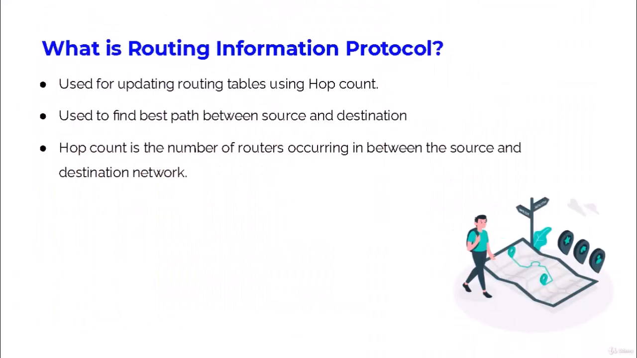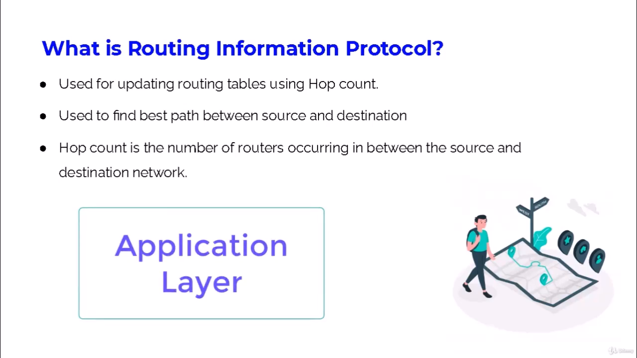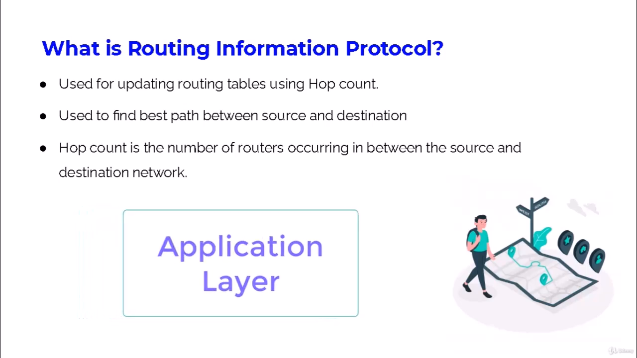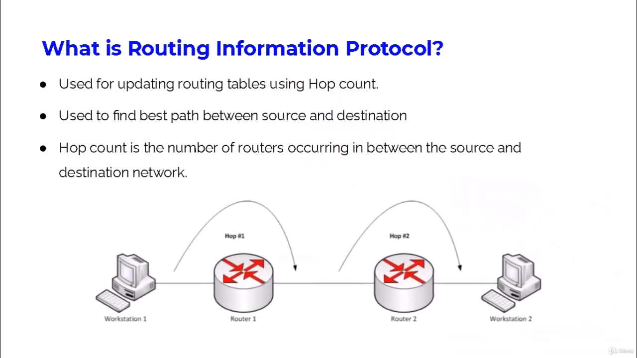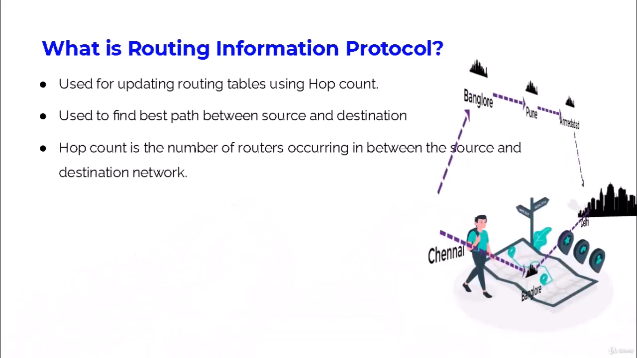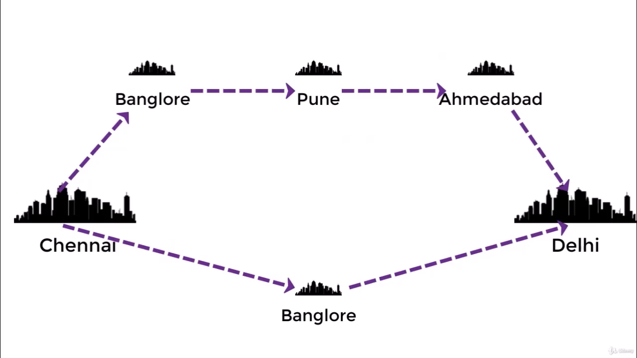It is a distance vector routing protocol which has an AD value of 120 and works on the application layer of the OSI model. You might have a question, what is a hop count? Hop count is the number of routers occurring between the source and the destination network. The path with the lowest hop count is considered the best route to reach a network and is therefore placed in the routing table.